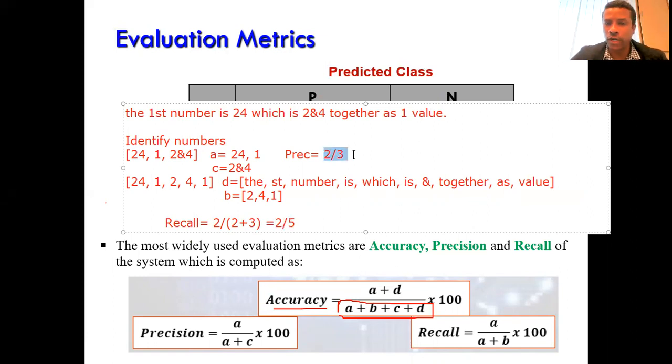The precision is 2 over 3, to mean that from the 3 outputs, only 2 of them are correct. The recall is 2 over 5, which means from the 5 that we are expecting to see, we have seen only 2 of them.